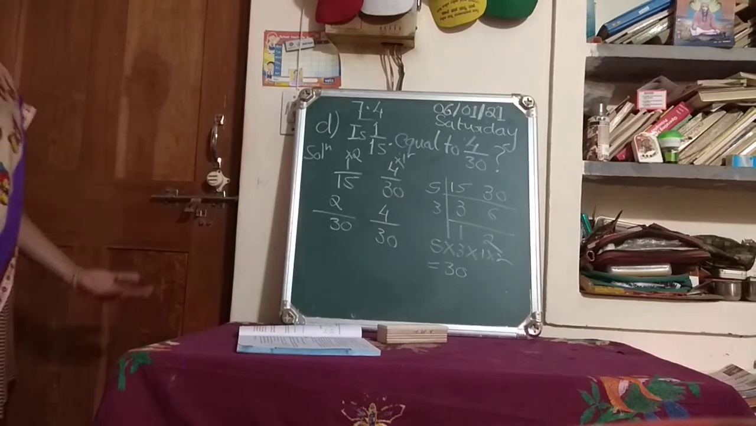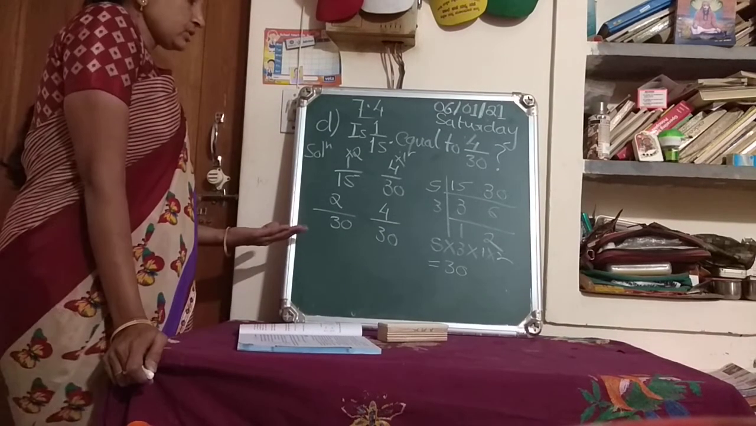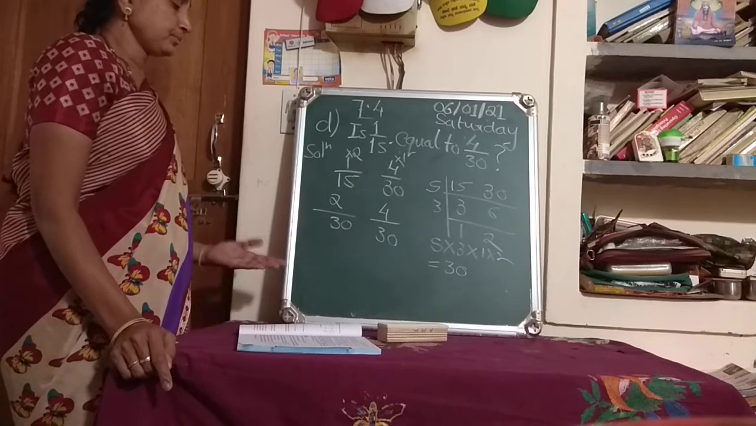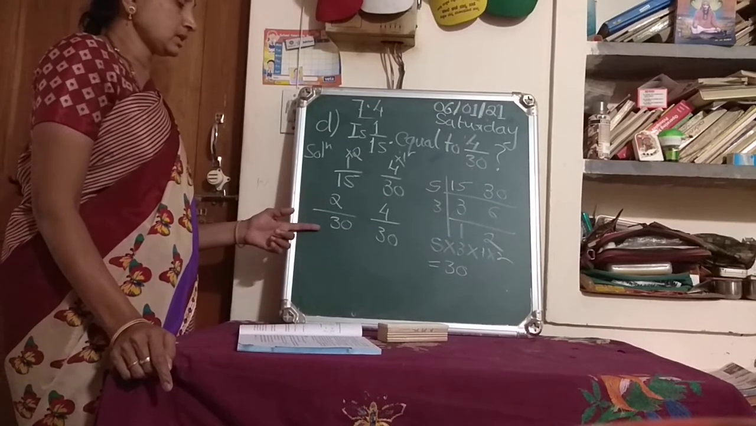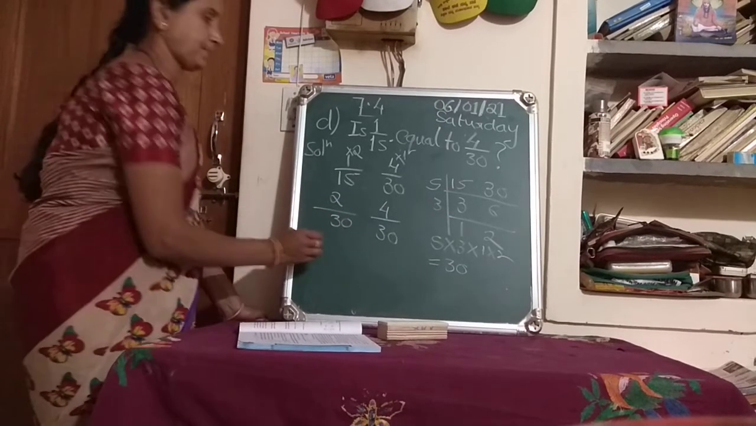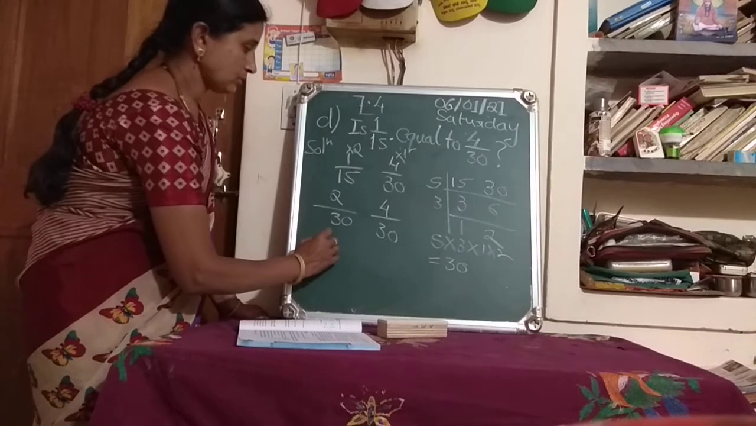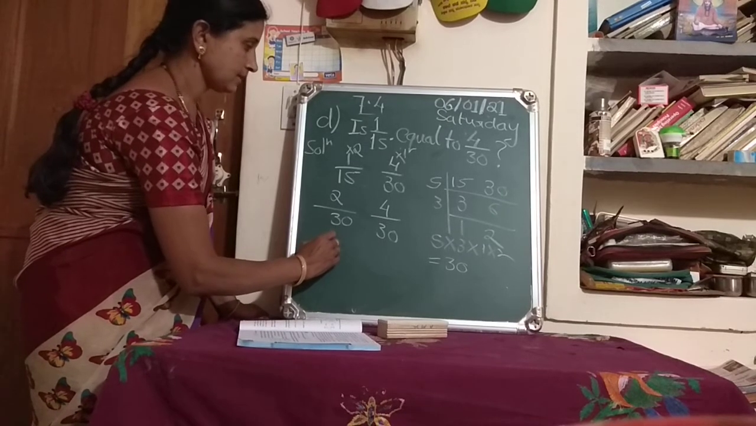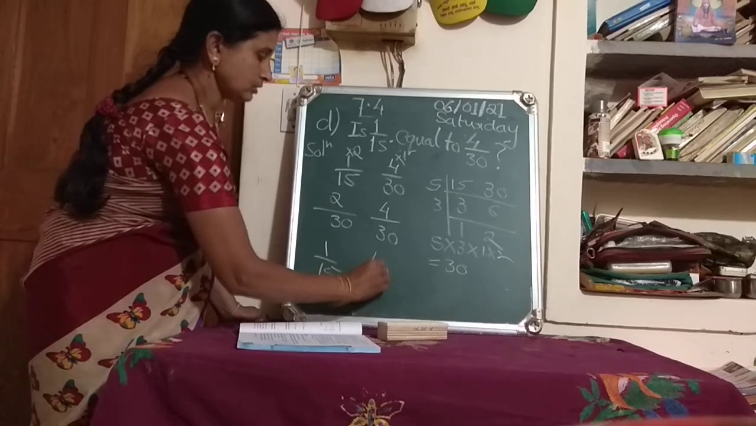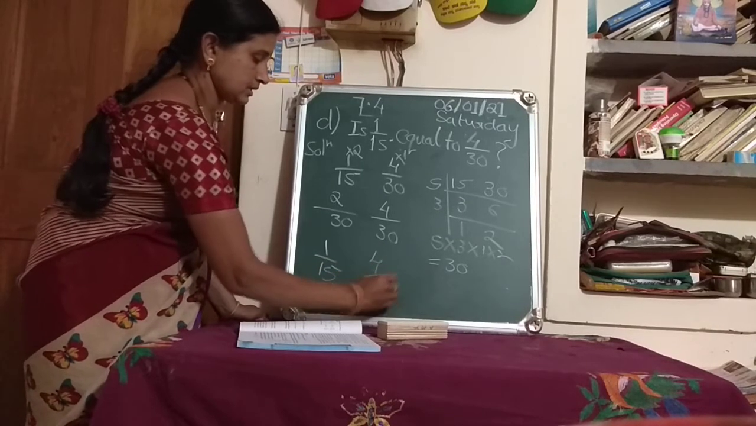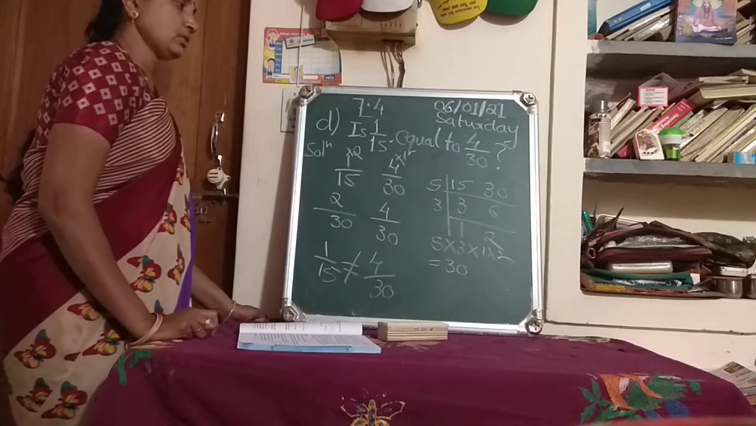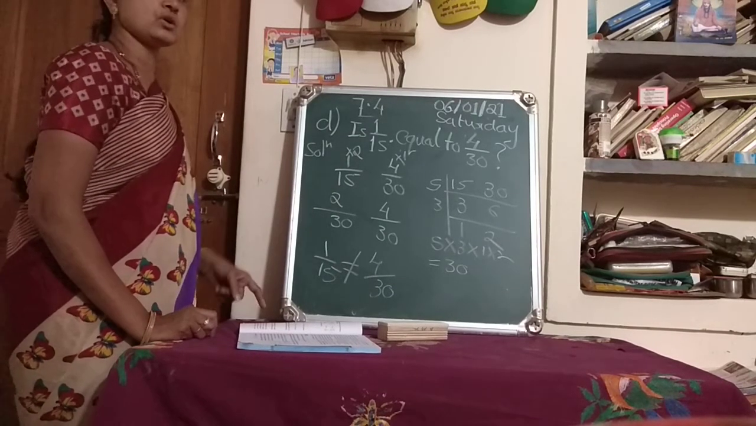Now we can easily decide which is bigger, whether they are equal, and which is smaller. Here 2 upon 30 is smaller than 4 upon 30, which means 1 upon 15 is smaller than 4 upon 30. They are not equal. The given fractions are not equal.